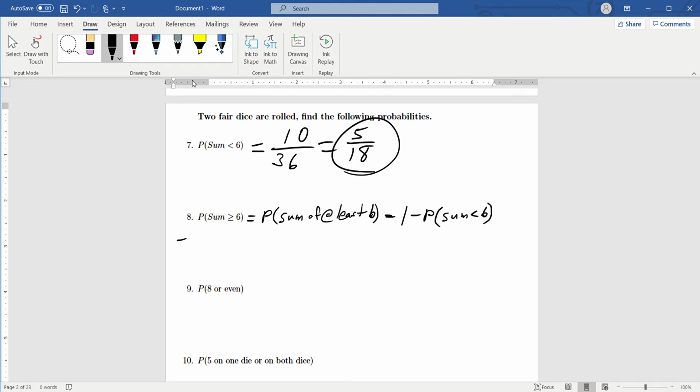So I'll have 1 minus the probability of this, which was 5 out of 18. It's okay to use that result. And now I'm going to show you how to do some fundamental math of this. When you have 1 minus some fraction, you'll have a denominator. Now what you're going to do is denominator minus numerator.